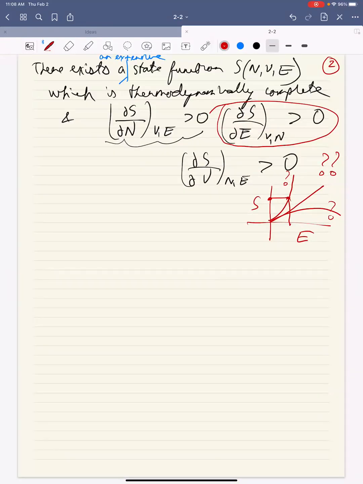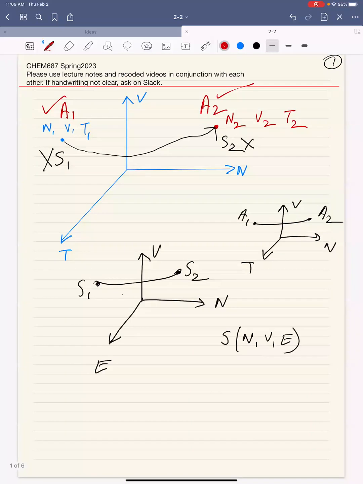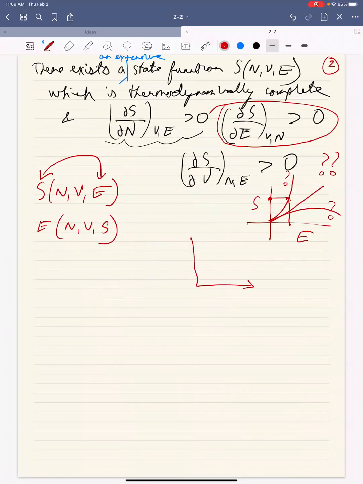If it was non-monotonic, this problem would be difficult, which means that if S of NVE is complete, we can swap these two out and also think of E as a function of NVS. Now this is thermodynamically complete. So if I go back to this picture on the first page, and I drew a similar graph over here, where the coordinates were N, V, and S, and you knew the values of these two things at the initial and the final point, at point A and point B, then looking at the value of internal energy would tell you which direction you're going to proceed in. So it's all about coordinates.